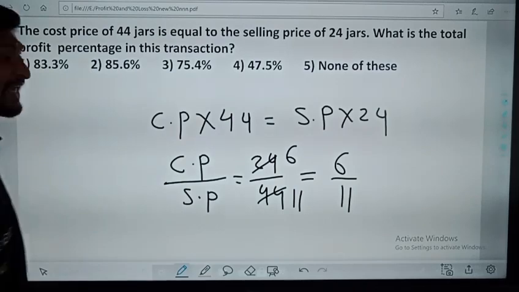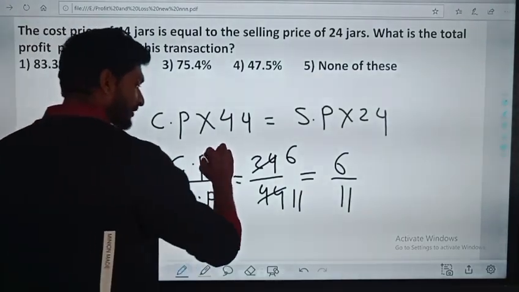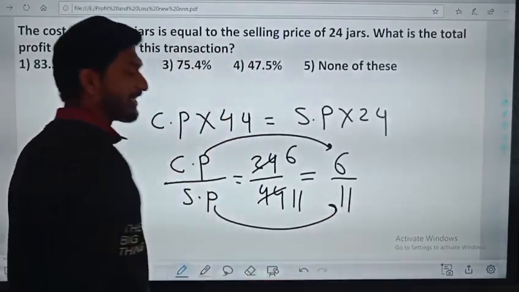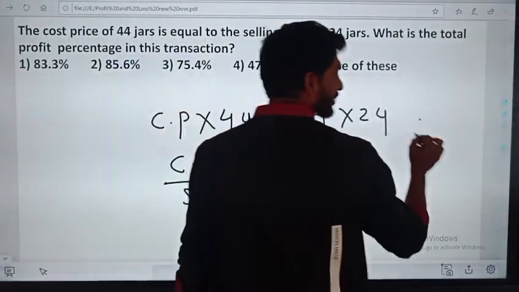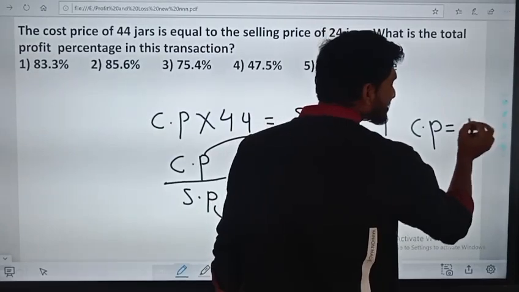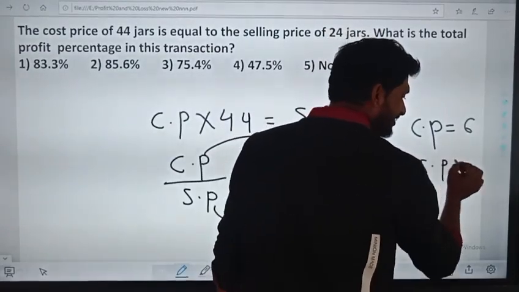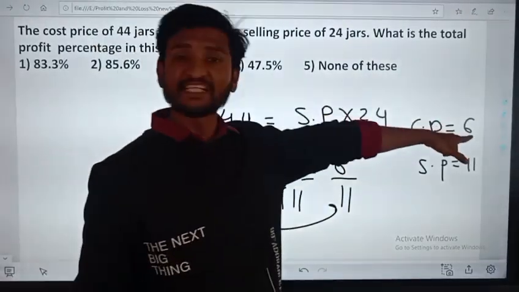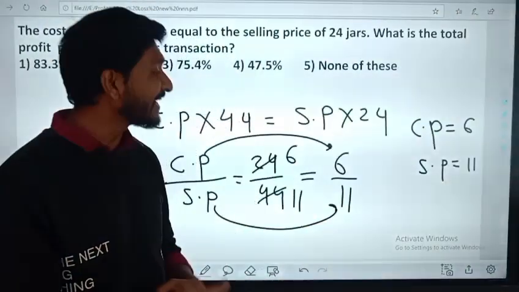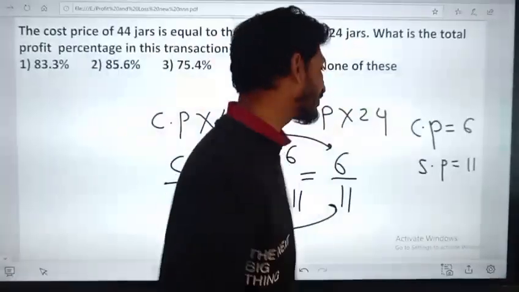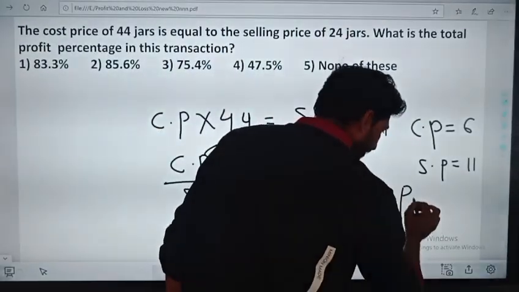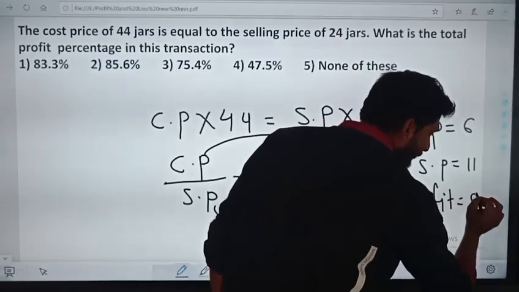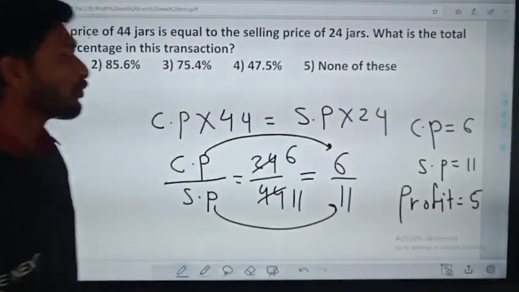Now here we directly take the cost price as 6 and selling price as 11. We purchase the article at 6 rupees and we sell it at 11 rupees. Now here your profit is 5 rupees.